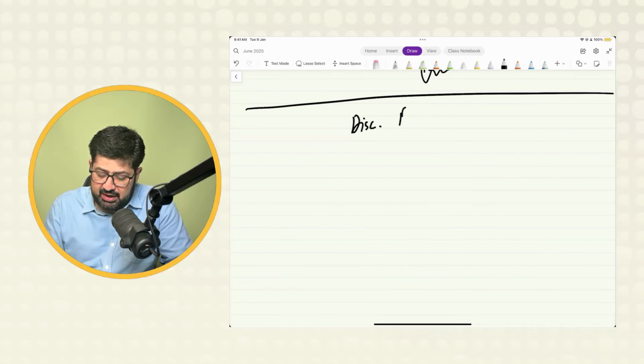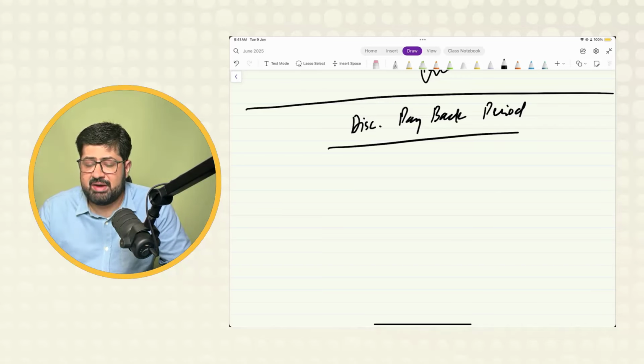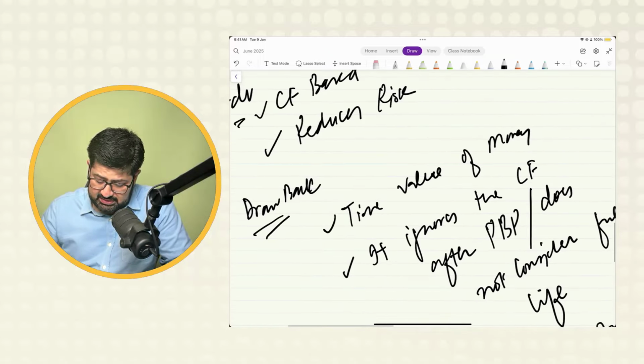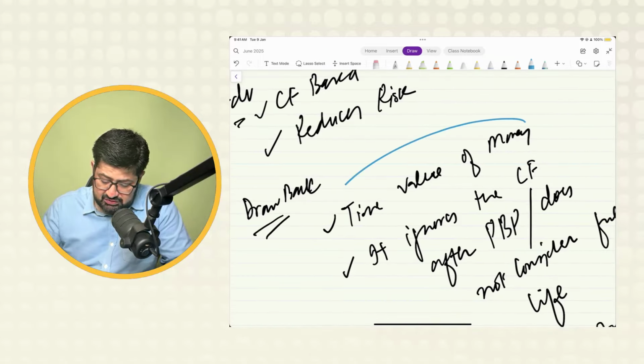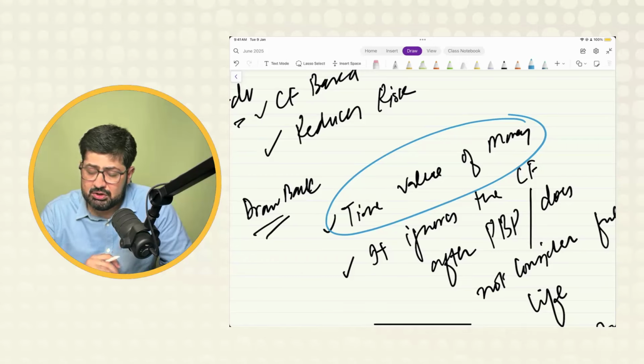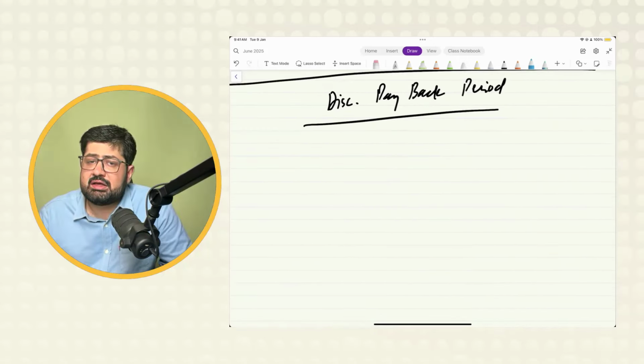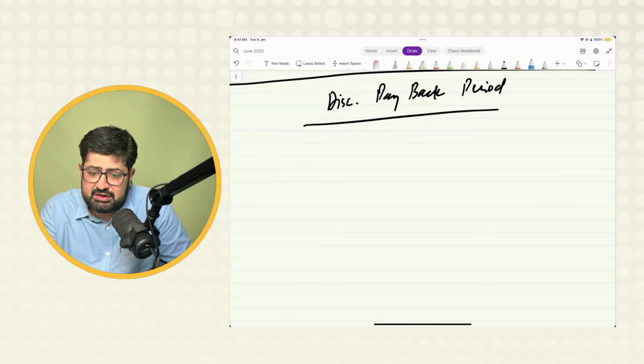Now, there came afterwards the discounted payback period method. The discounted payback period method actually removed this drawback, the time value of money issue of simple payback. So it started doing the discounting of cash flows first.